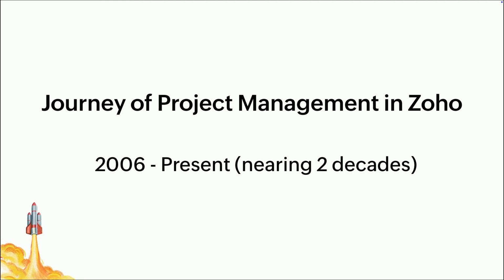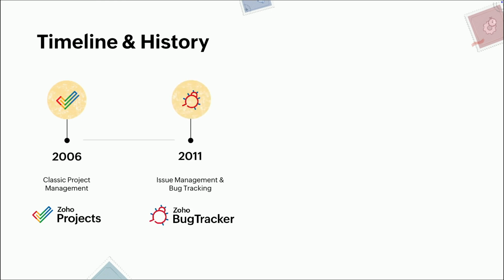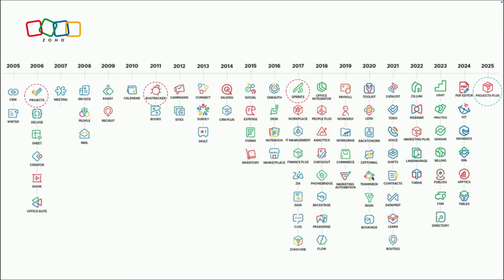So now coming back to the project management journey, it's almost been there for the last 2 decades. 2006 we launched Zoho Projects. 2011 we launched Zoho Bug Tracker, so it deals with issue management and bug tracking. In 2017, the agile way of getting things done, that's Zoho Sprints, and the latest being this hybrid way of getting things done. We call it data driven project management, which has an intelligence where a combination of your project, the traditional way and the agile way gets combined, so you can make data driven decisions using the Project Space offering.